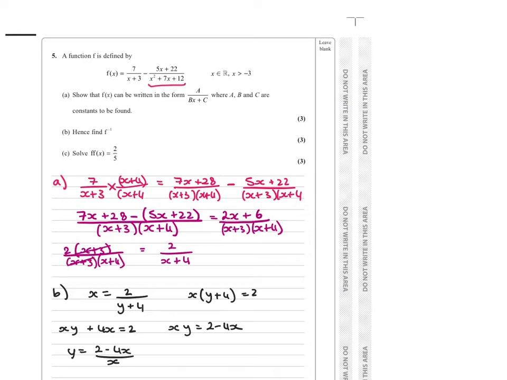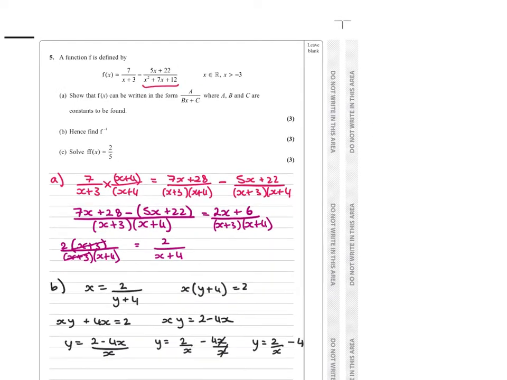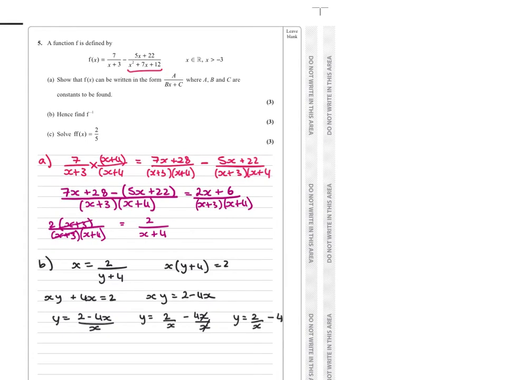Which we could simplify to y equals 2 over x minus 4x over x, which is in fact, the x's are going to cancel, to y equals 2 over x minus 4. And then again, make sure you write it. The inverse function of x is 2 over x minus 4.